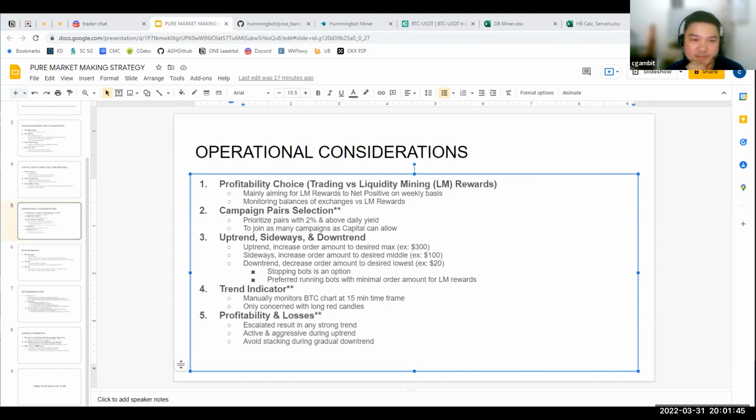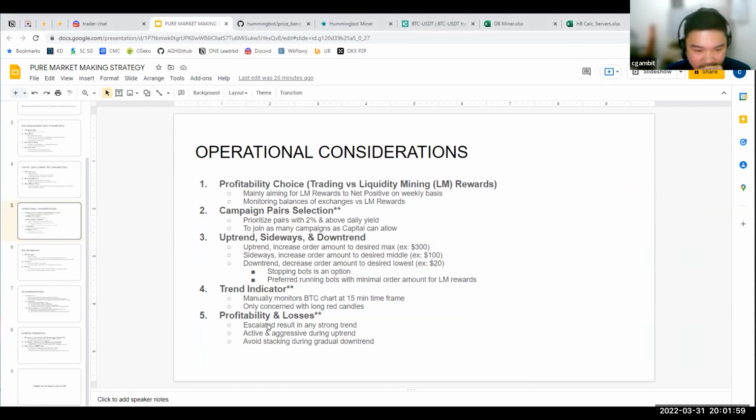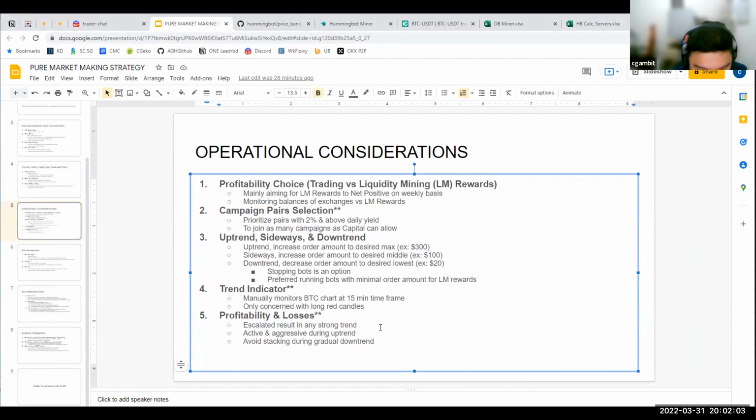Yeah, so we have a simple system only for monitoring the market. We just take a look at the BTC movement, and then for the profitability and losses, in our example, because we are joining as many campaigns as capital can allow, there will be an escalated result in any strong trend. So we find that if someone is not careful in using this strategy, you may end up losing so much because of the many campaigns that you join.